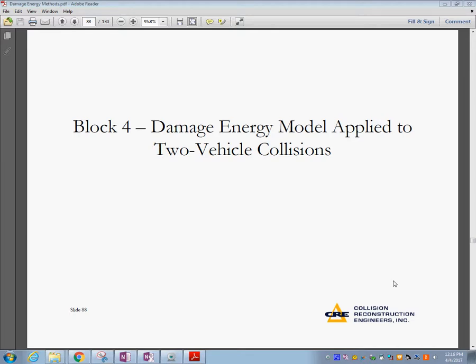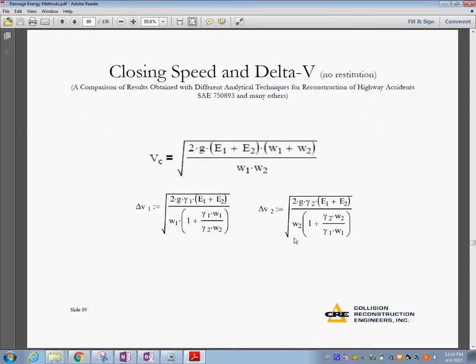Based on Toby Glocker's slides. And here we have the ability to calculate the closing speed and delta V. Okay, what are we talking about? Closing speed would be the speed at which the collision starts, and delta V would be the change of the original velocity after the collision. The change from that original velocity is delta V.